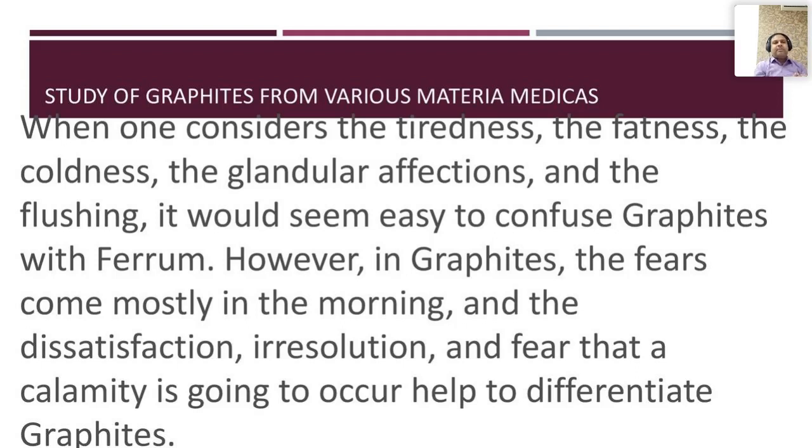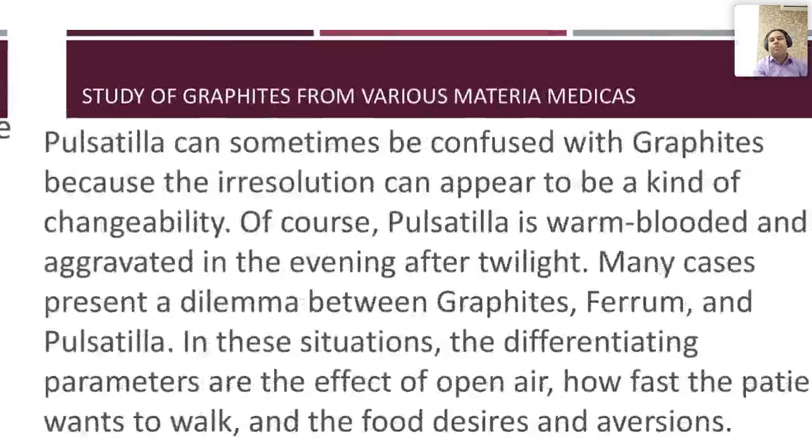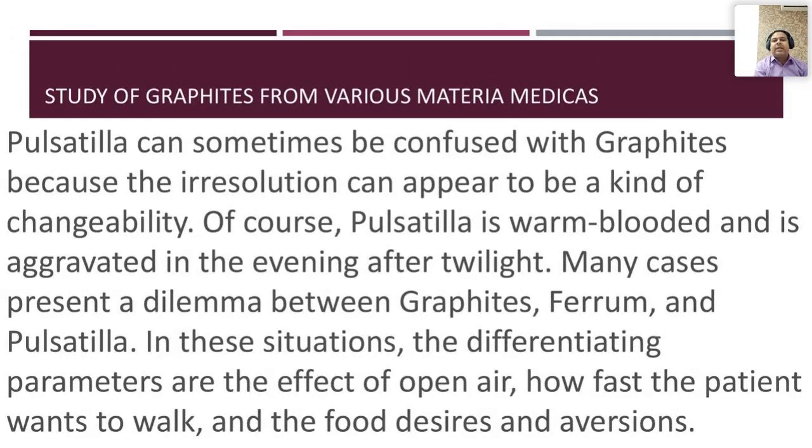So Pulsatilla can sometimes be confused with Graphitis because the irresolution can appear to be kind of changeability. Of course, Pulsatilla is warm-blooded and is aggravated in the evening after twilight. Many cases present a dilemma between Graphitis, Ferrum, and Pulsatilla. In these situations, the differentiating parameters are the effect of open air, how fast the patient wants to walk, and the food desires and aversions.